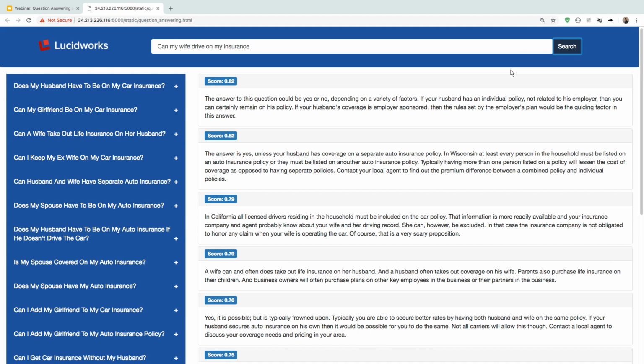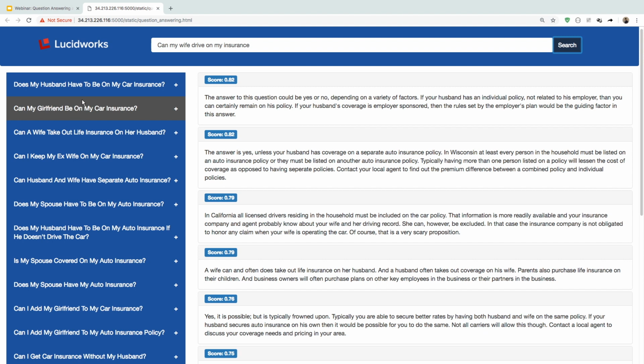On the left panel, you have similarly asked questions by other users, and you can see that our models are generalizing very well. It understands that spouse, wife, husband, and girlfriend are interchangeable words and can be asked in a similar fashion. Let's take a look at another example.